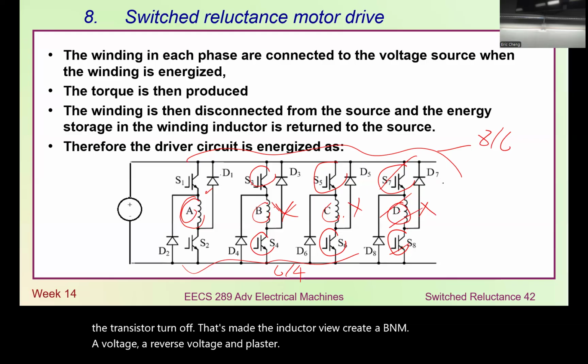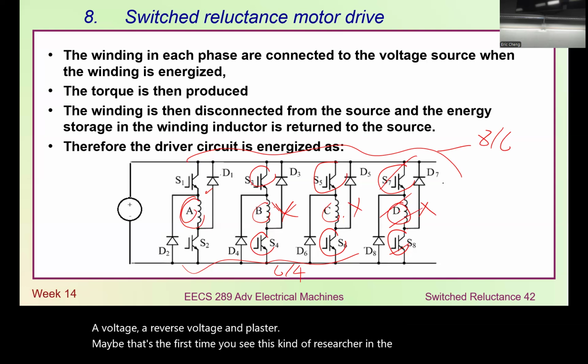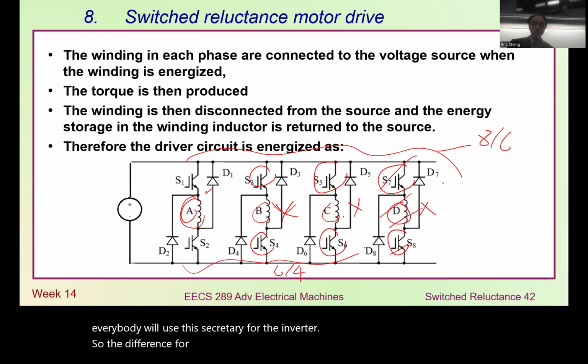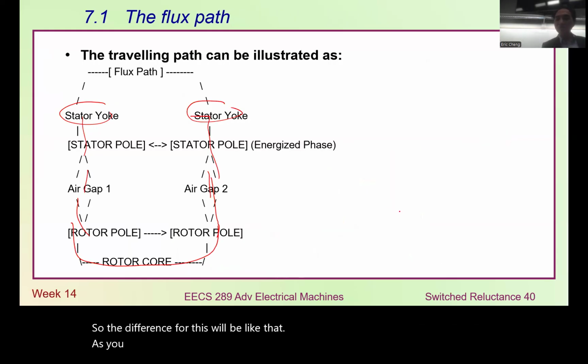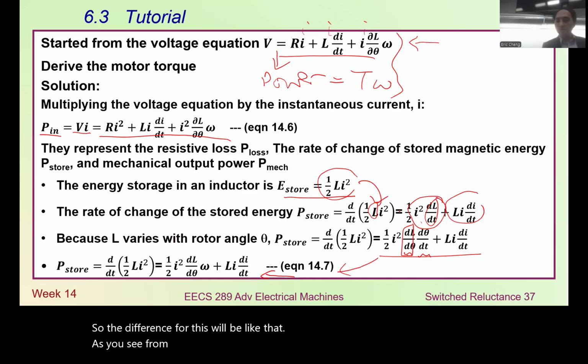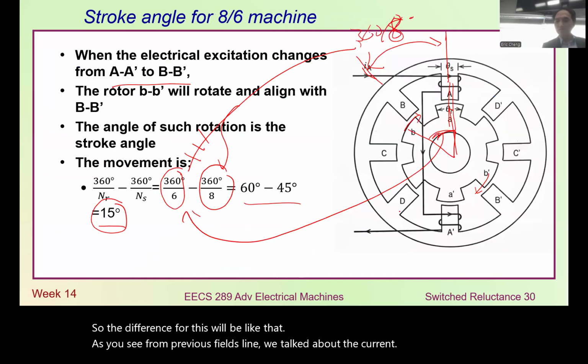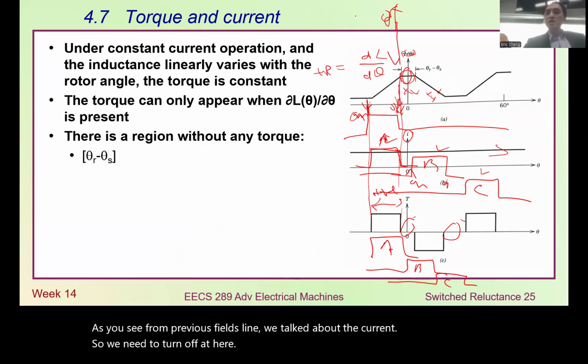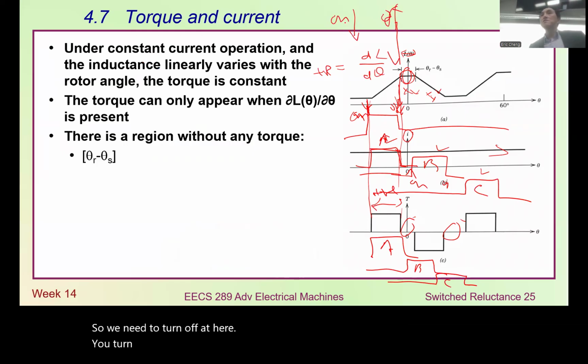Maybe that's the first time you see this kind of circuitry. Usually, everybody will use the other circuitry for the inverter. So the difference will be like that. As you saw from the previous few slides, we talked about the current. We need to turn off here. We turn on here, right? Once it's turned off, you can see that we have high current stored in the inductor.